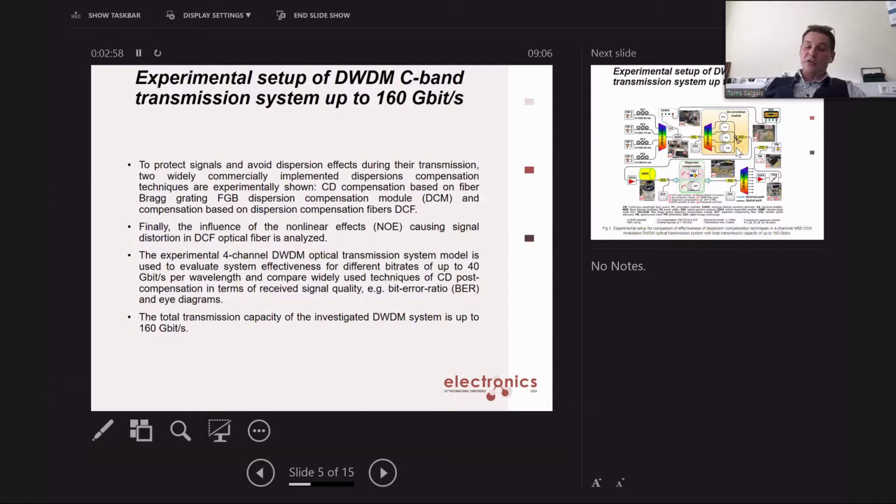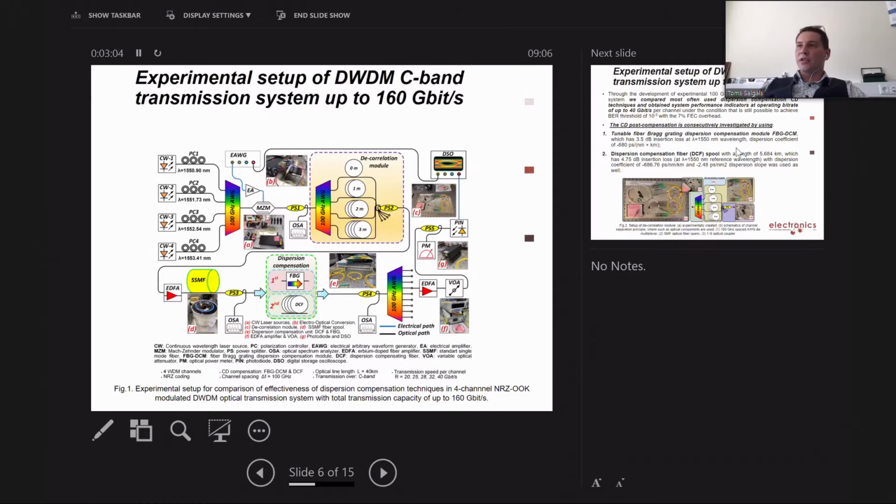As you see, this is the experimental setup in the RTU Contact Center of Riga Technical University. About the setup: four laser sources were used, and one multiplexer where we combine all four wavelengths with a channel spacing of 100 gigahertz, the commercial standard used almost everywhere. An electrical arbitrary waveform generator with a data rate from 20 to 40 gigabits per second was used, and only one Mach-Zehnder modulator up to 40 gigabits per second, driven for all four optical tones. To make the decorrelation, a module was created to make a timing delay for each wavelength, using a couple of fibers. How it works, I will discuss a little bit later.